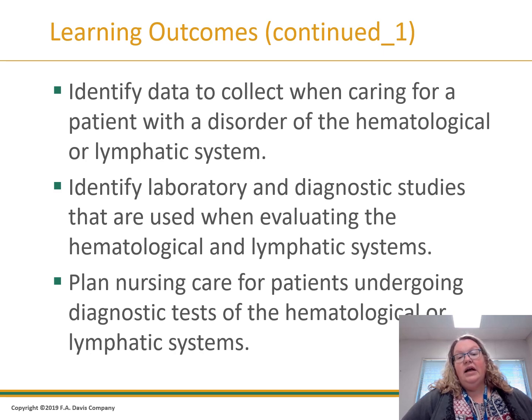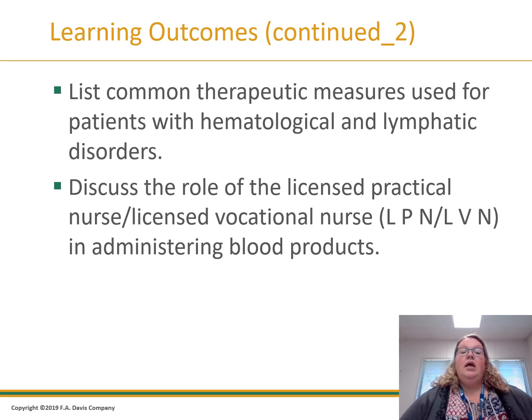Identify data to collect when caring for a patient with a disorder of a hematological or lymphatic system. Identify laboratory and diagnostic studies that are used when evaluating the hematological and lymphatic systems. Plan nursing care for patients undergoing diagnostic tests of the hematological or lymphatic system. List common therapeutic measures used for patients with hematological and lymphatic disorders, and discuss the role of the licensed practical nurse or licensed vocational nurse in administering blood products.